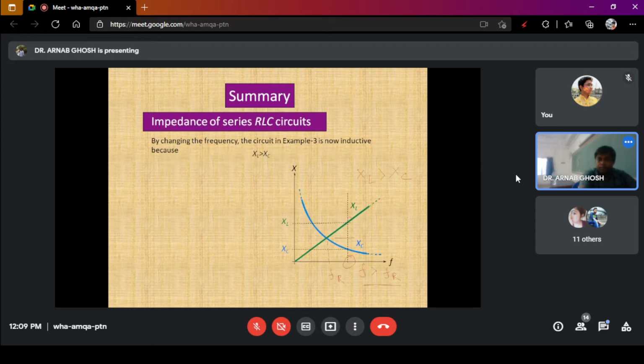Okay, so I think this portion is clear up till now. Anybody is having any question about this frequency curves? Hello? No, sir, no doubt.